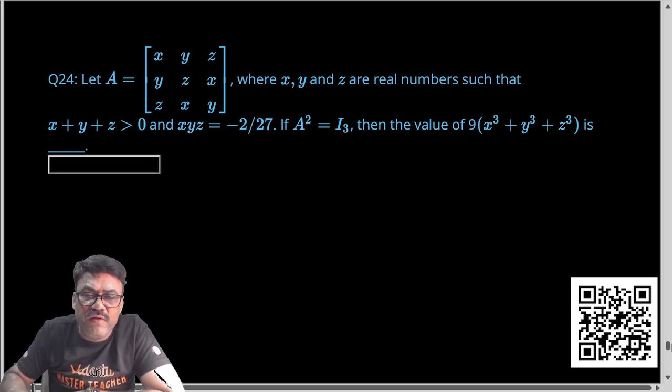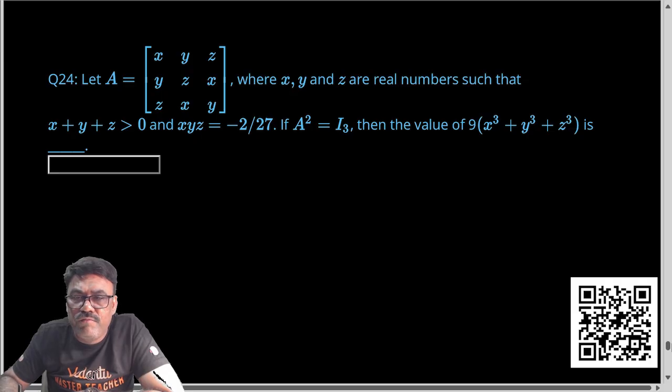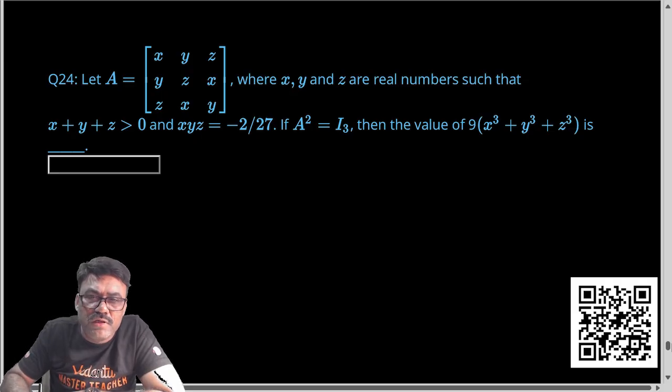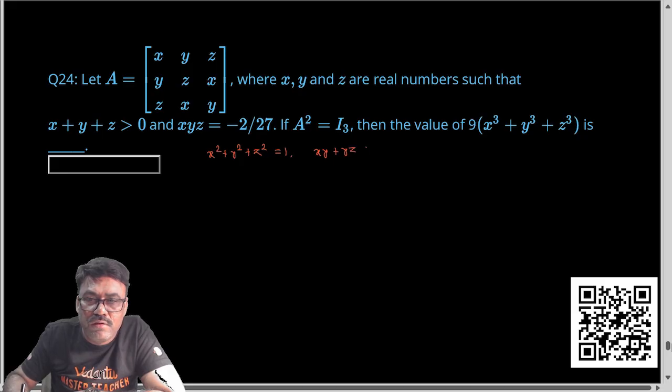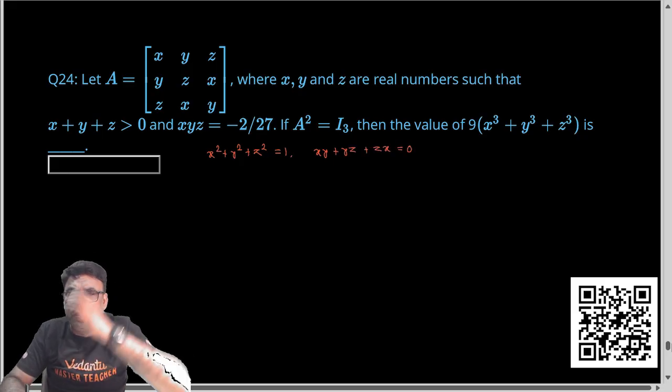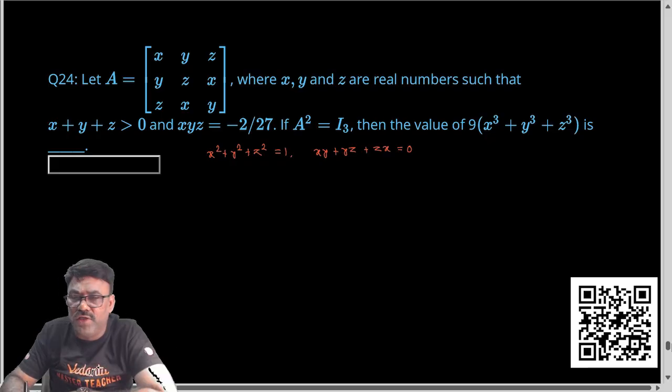So when you find A square and equate it with I3, you will get x square plus y square plus z square is 1, and you will get xy plus yz plus zx is 0. Just find A square and equate it with I3, you will get these two.